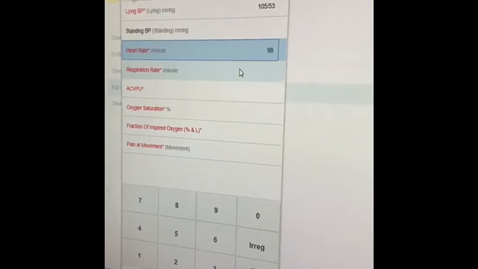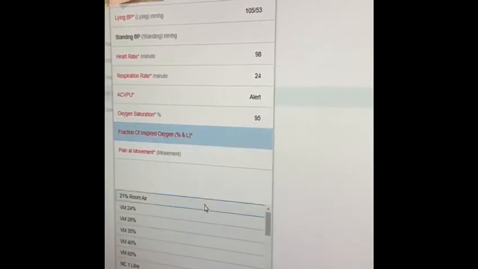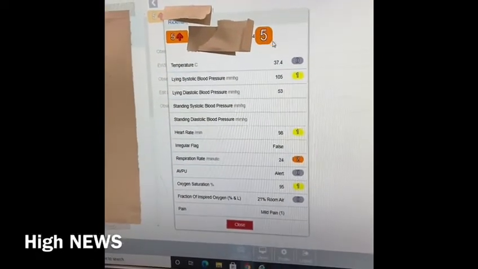So it's 6 o'clock now, and I'm redoing my patient's obs. She's back in bed, but now she doesn't look as good, and I've redone her observations. Her temperature's come up a bit, 37.4, and her blood pressure's dropped to 105/53. Her heart rate's risen to 98, and her respiration rate's also gone up to 24. She's still alert in the bed, and her oxygen saturations are 95. She's still on room air, and she's got a little bit of pain now. So once we put these observations in, she's now got a new score of 5.